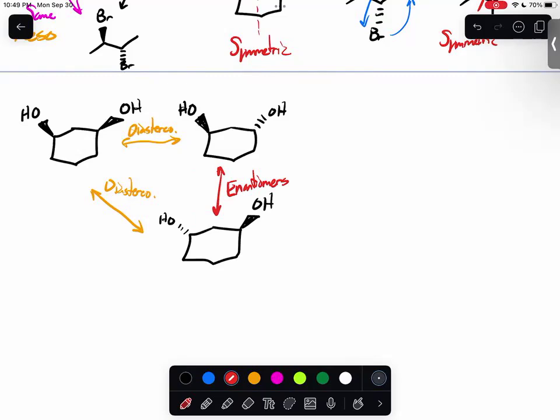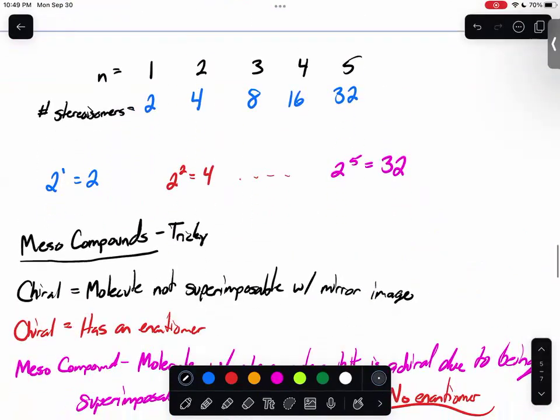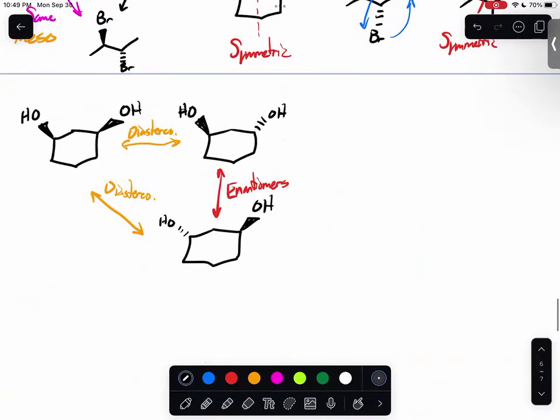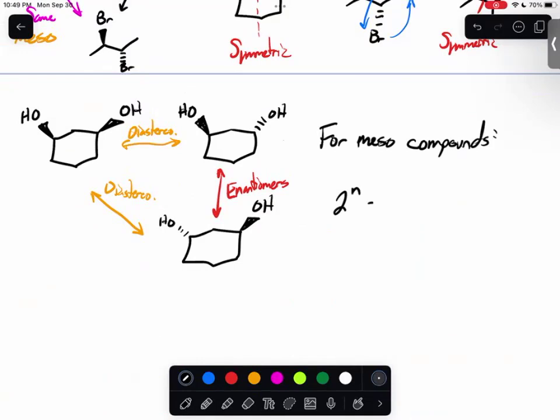And so whenever you're looking at this equation that we put up here, where it's 2 to the n for meso compounds, the number of stereoisomers is 2 to the n minus 1. And so that minus 1 is essentially signifying your lack of an enantiomer.